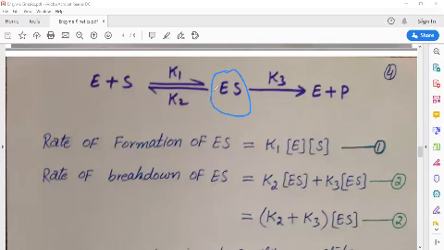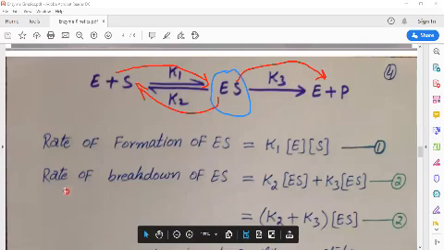This is converted to this one and this is converted to this one. Rate of formation of enzyme substrate complex. This is formation, which is K1 times enzyme concentration times substrate concentration, equation 1.